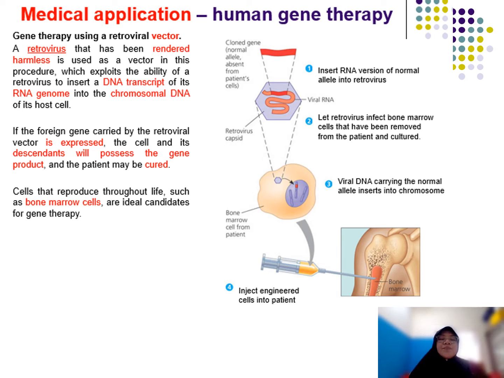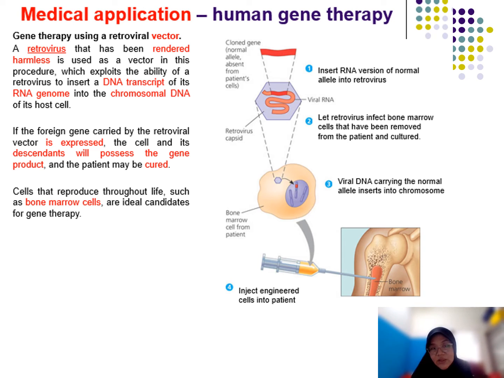Okay, a retrovirus has been rendered harmless. Okay, the retrovirus yang harmless will be used as a vector, okay, in this procedure, okay, which exploit the ability of retrovirus to insert a DNA transcript of its RNA genome into the chromosomal DNA of its host cell. Okay, again, this is a picture of a retrovirus, okay, and this retrovirus dia ada DNA, betul? Not DNA. Virus have RNA. So this is RNA of the virus. Inside the RNA of the virus, kita akan produce recombinant DNA.